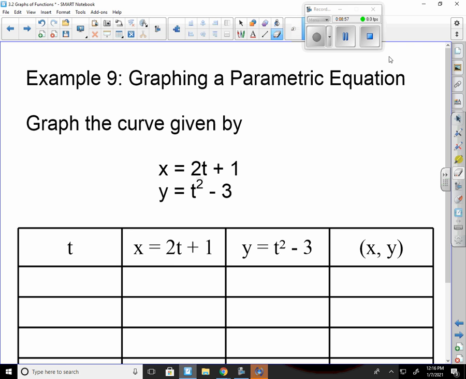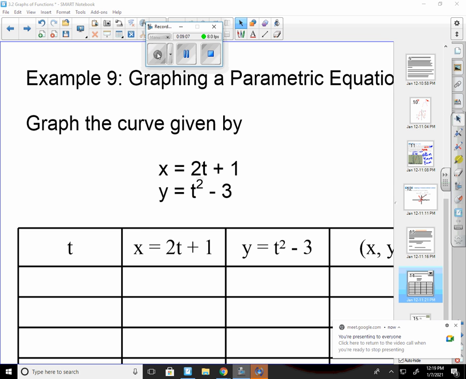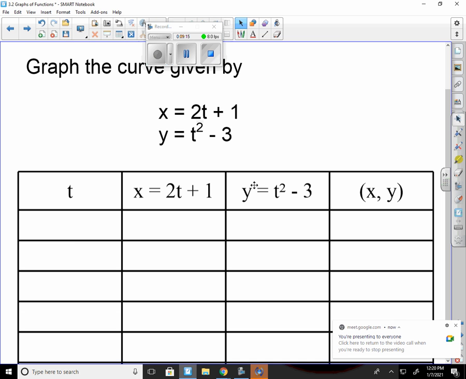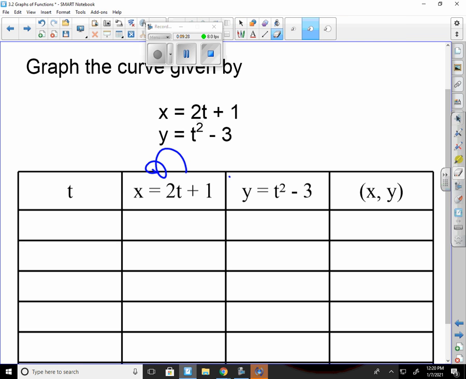Okay, so let's graph a parametric equation. Graph the curve given by x equals 2t plus 1 and y equals t squared minus 3. So now we can choose values of t in order to come up with our equations here. So I have an equation 2t plus 1 for x, and y is t squared minus 3. So I'm just going to plug values in for t.